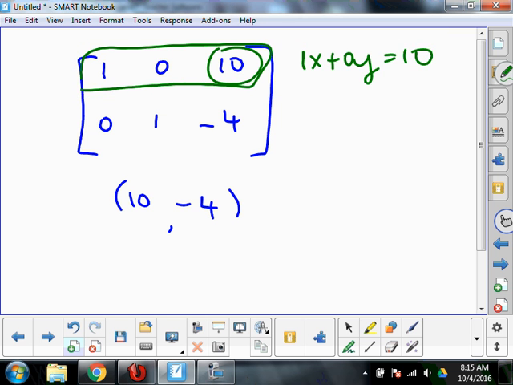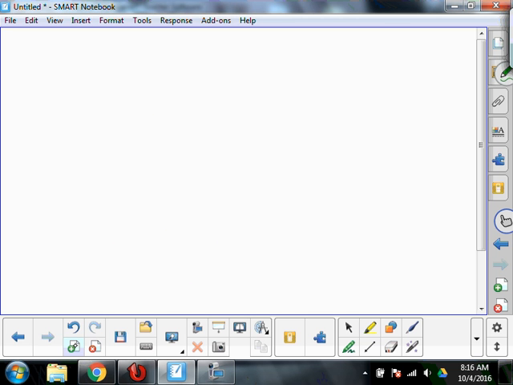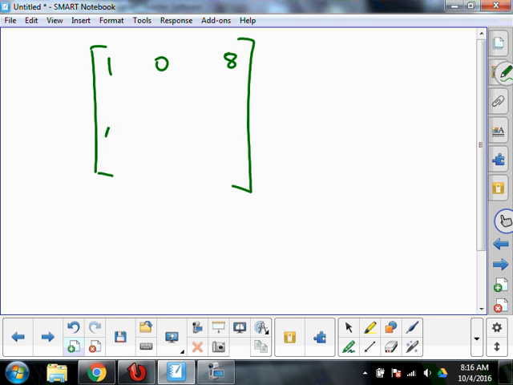How did we get the 10, negative 4? This top row says 1x plus 0y equals 10. Simplifying, we get x equals 10. And when we write our answer, remember, it's an ordered pair, x comma y. We feeling a little better about that? Okay. Let's try this. What if we had 1, 0, 8, and then 0, 0, 0?